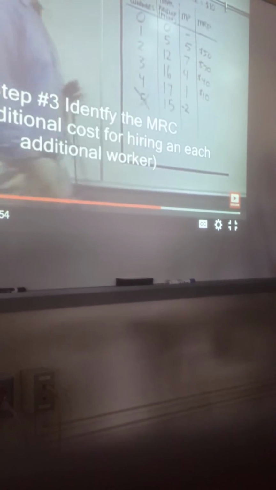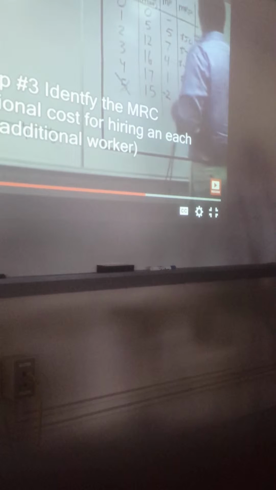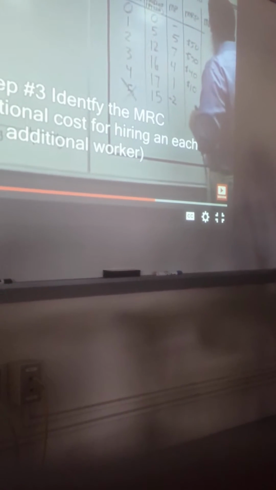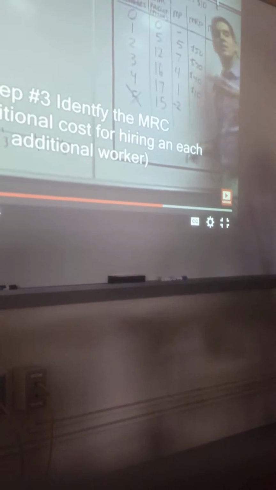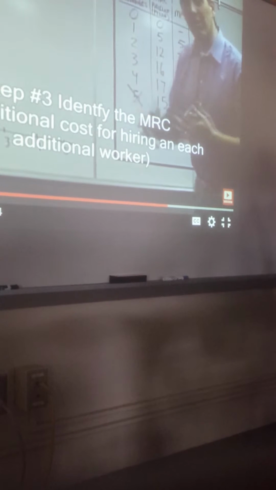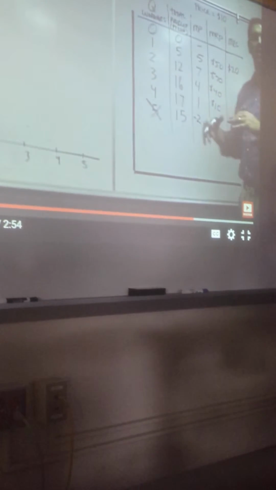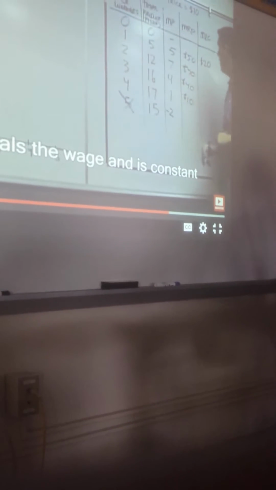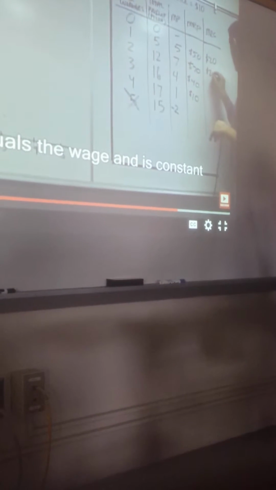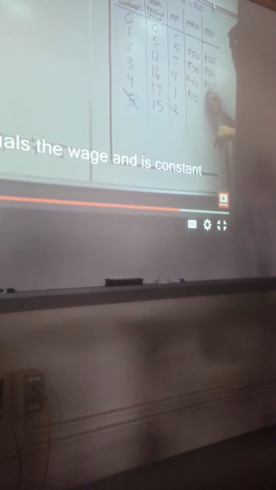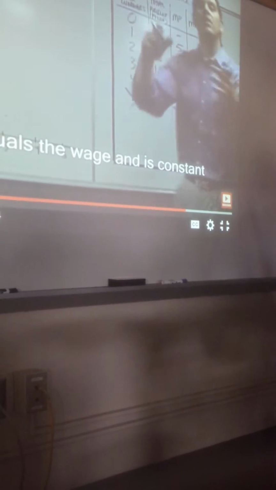Now, how many workers do I hire? Well, I hire where MRP hits something else, which is MRC. MRC is the additional cost of hiring these workers. And it's equal to the wage. This first worker is willing to work for $20, the wage set by the market. Second worker is willing to work for $20. $20 looks like this.